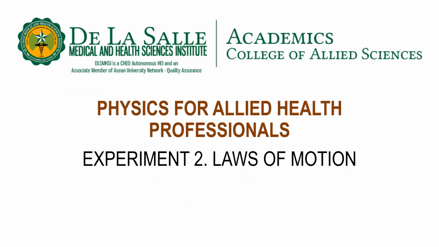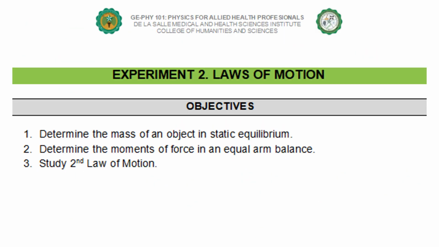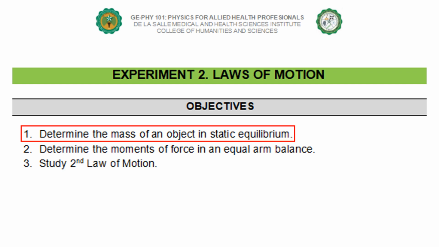Experiment number 2 is about laws of motion. We have three objectives here. The first objective is to determine the mass of an object in static equilibrium. Second, determine the moments of force in an equal arm balance. And third, study the second law of motion. So let's start with the first part of the experiment, which is about translational equilibrium.